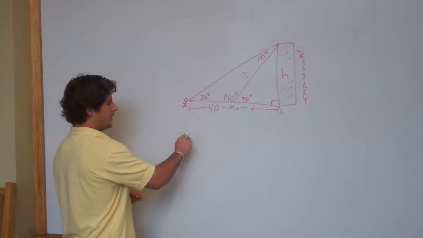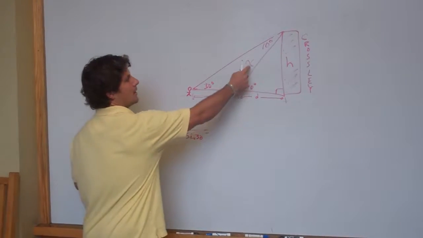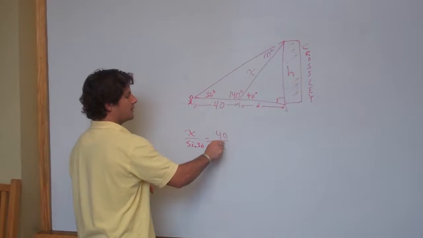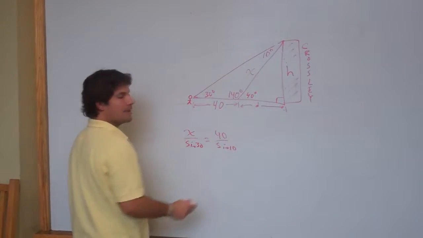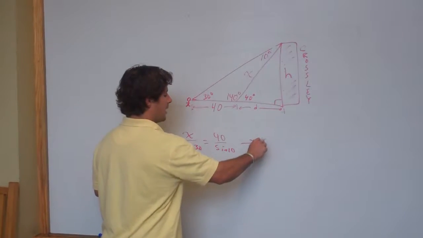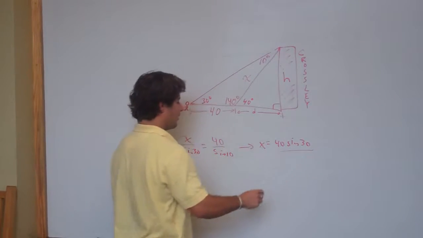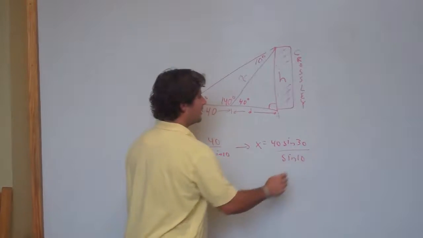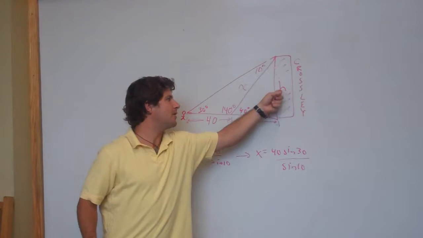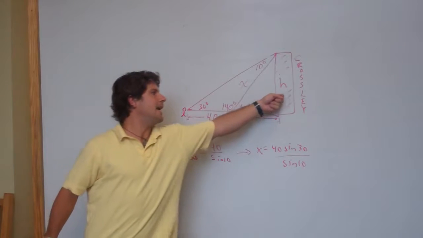We know that x over sine 30 must equal 40 over sine 10. So therefore, solving for x, we get that x equals 40 sine 30 over sine 10. So that gives us this distance. But what we're looking for are both the height of Crosley and our new distance from Crosley. So we need to find h and d.